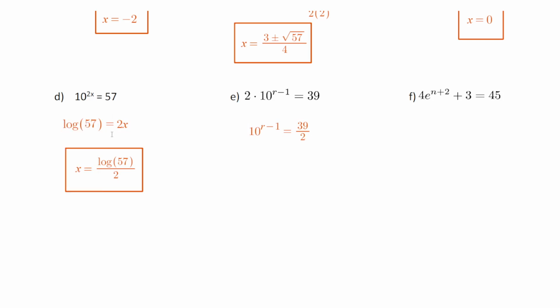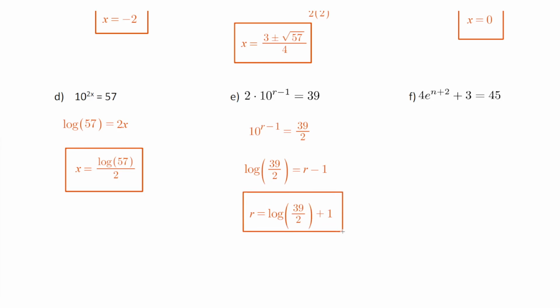Just like with problem D, we want to rewrite this as a logarithm. So again, it would be log base 10. This time I'm not even going to bother to write the 10 since I showed you that on the last one. So we have log of 39 halves, which is going to be some irrational number, equals r minus 1. And then from there, all we need to do is add 1 to both sides. So I get r equals log of 39 over 2 plus 1.